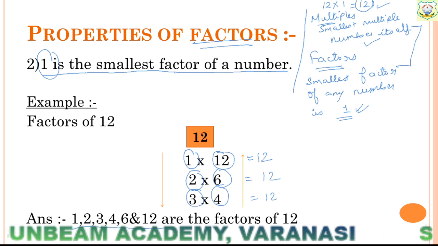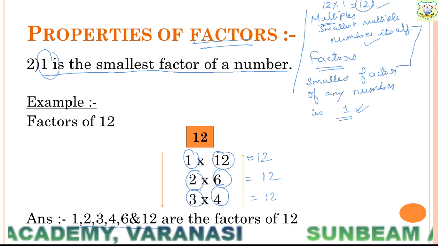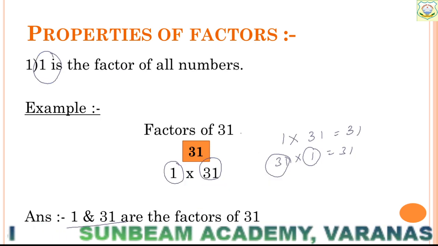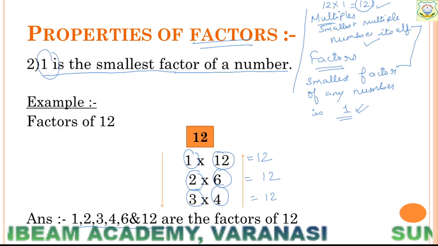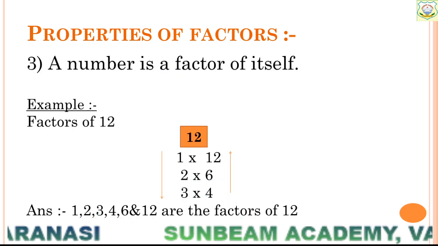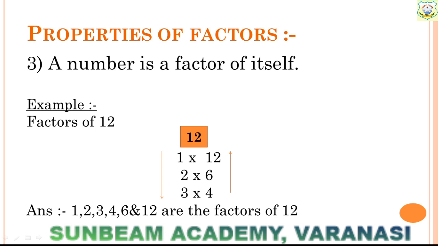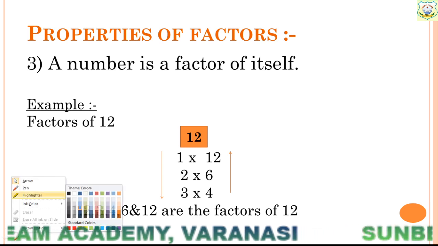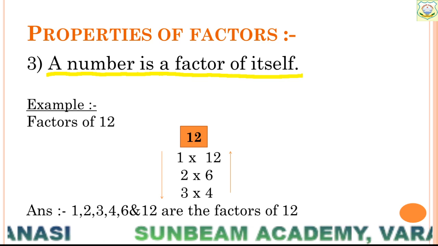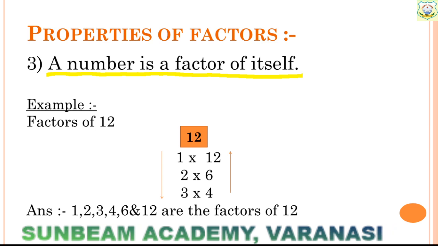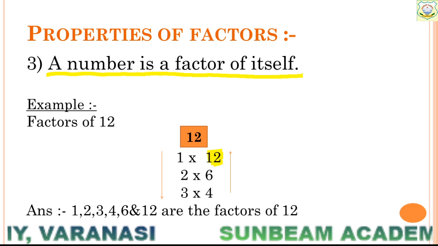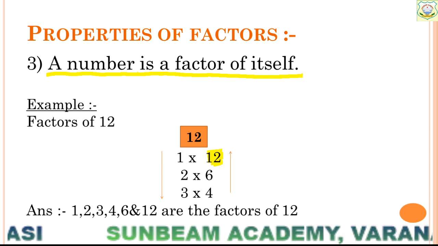Clear? Okay. So done. Property 1. What was that? 1 is the factor of all numbers. Okay. First point is 1 is the factor of all numbers. Second point is 1 is the smallest factor of a number. Now third point. Third point is a number is a factor of itself. That I was telling you there. Like if there is a number 12, there will always be the same number as a factor. Okay. So now let's discuss it.